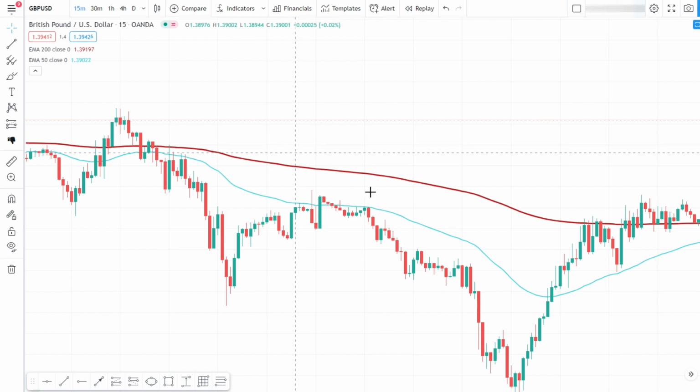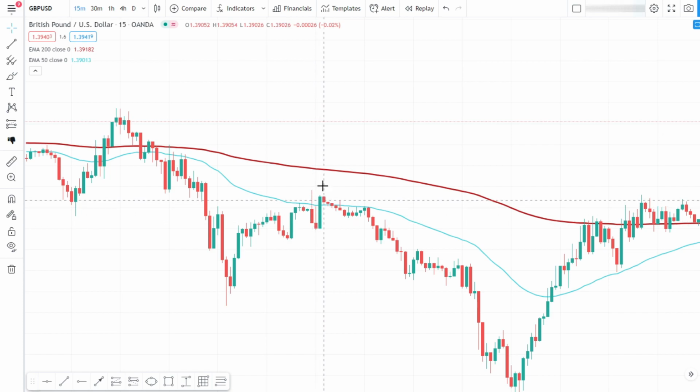So for sells, when we're looking for sells, we need the 200 exponential moving average to be above the 50, so the 50 must be below. You can see here, that is occurring right here, 200 is above, 50 is below. We need price action to be below the 50. You can see price is actually currently moving below the 50 exponential moving average. So we've got that, and then we need to wait for a break.